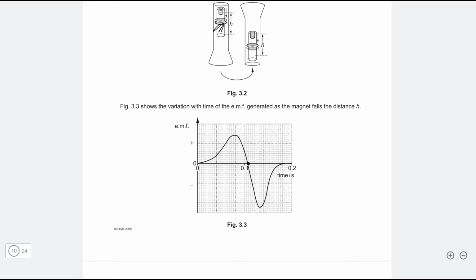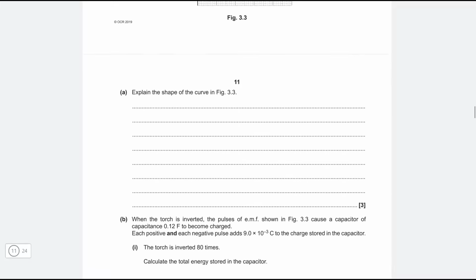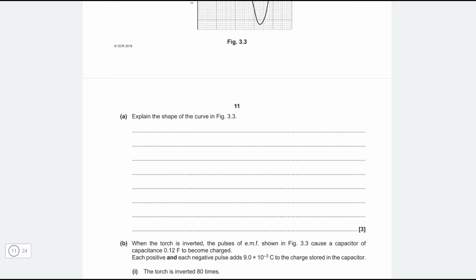Okay, well, let's put all that we've said into words. So it's a 3-marker question to explain the shape of the curve. Remember, explain in exam language means tell me what is actually causing this. Okay, so our first bit of explanation is that induced EMF is caused by the change in magnetic flux linkage.